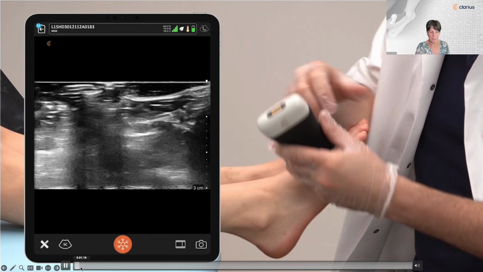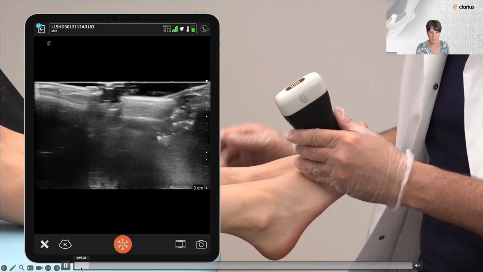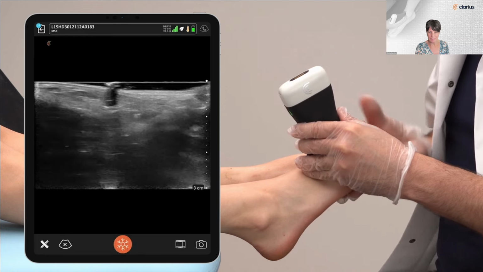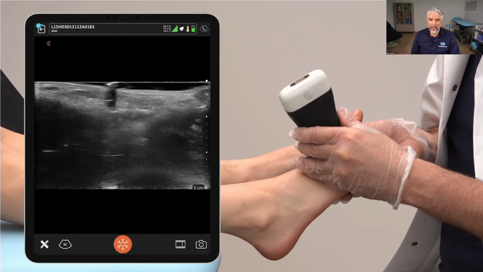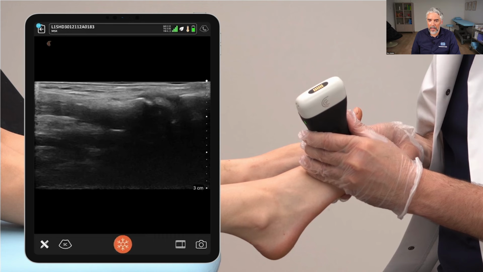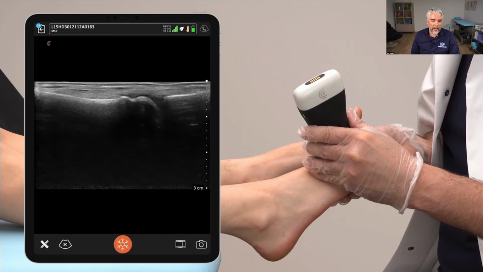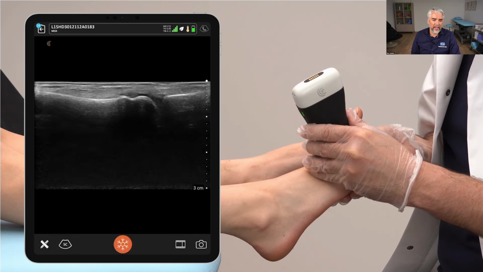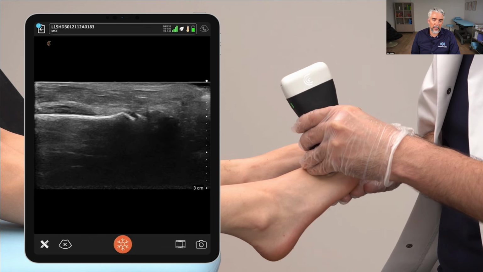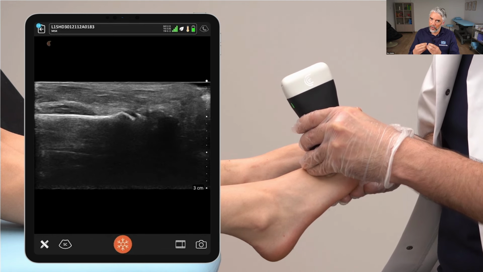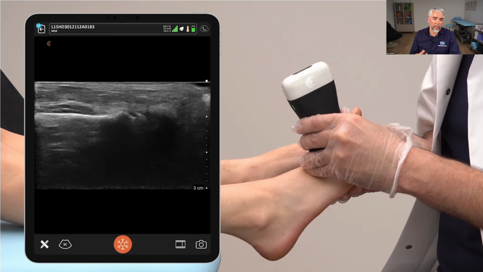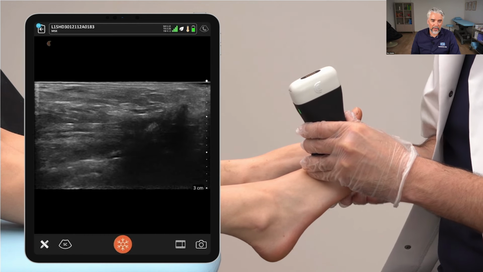So Mark, the Morton's neuroma, it's definitely a dynamic exam, right? Yeah, it's important indeed to do it dynamically because this Mulder's click shows you much better the nerve swelling, the neurofibroma, than if you would do it statically.